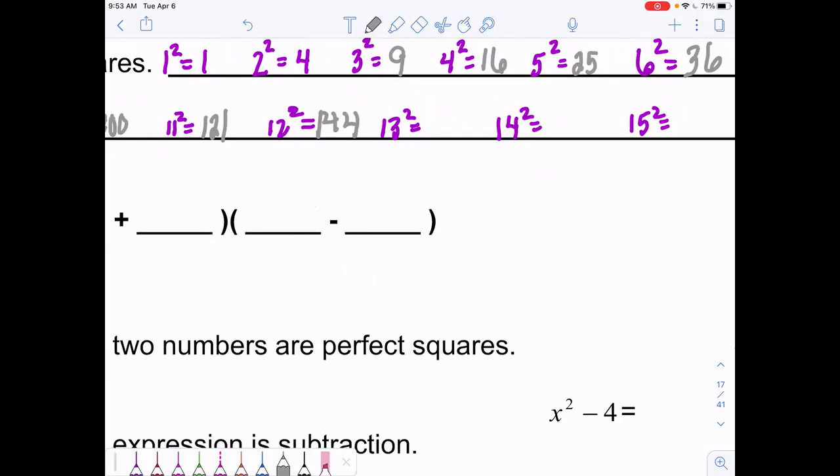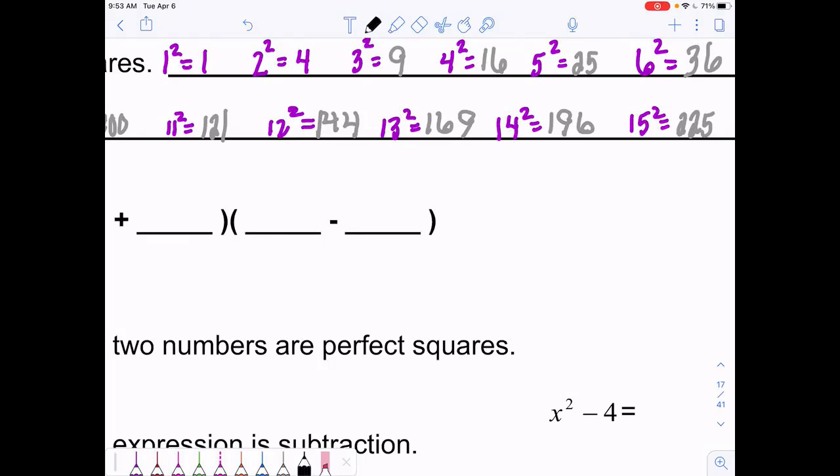13 squared. 14 squared. And then 15 squared is 225. So again, to find those numbers in your calculator, you're just doing 14 times 14 or using the squared button if your calculator has a squared button. So you're just taking and squaring those values.